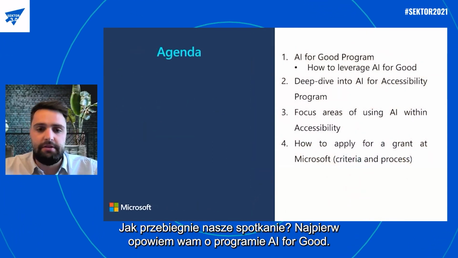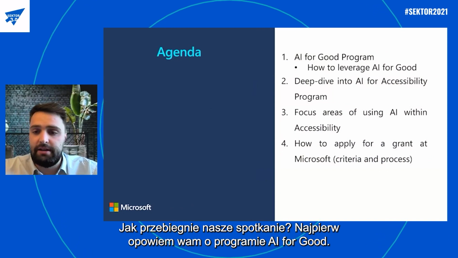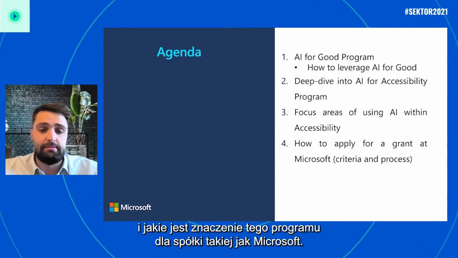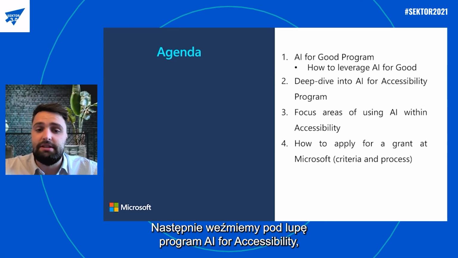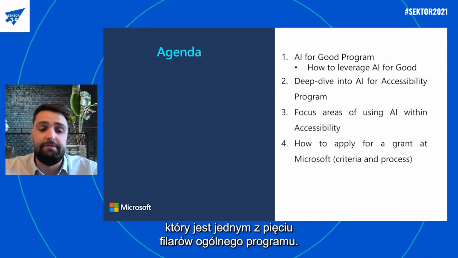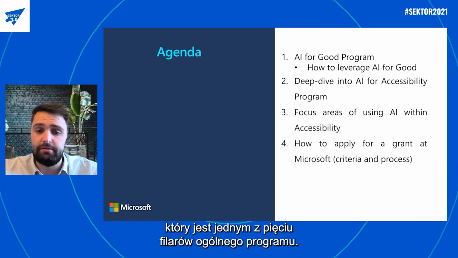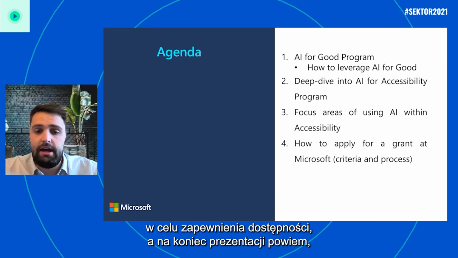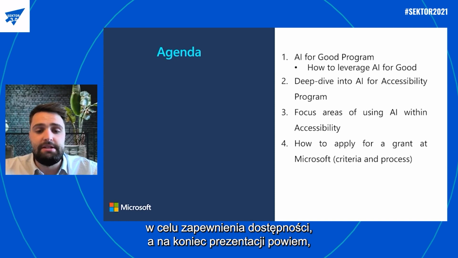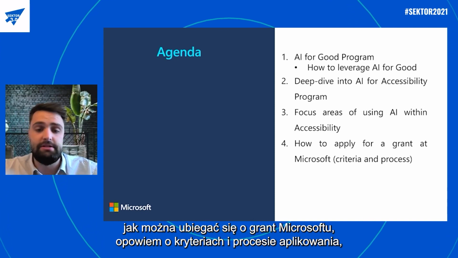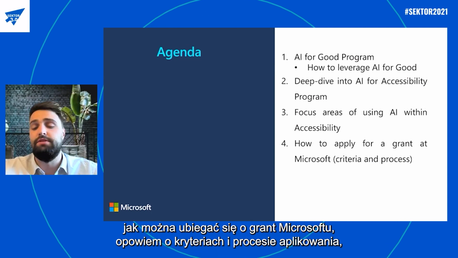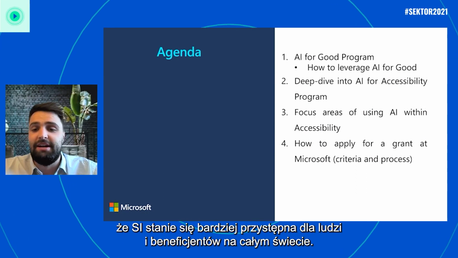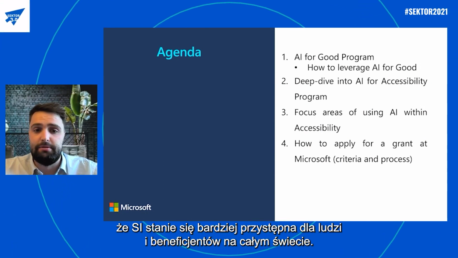So a quick agenda for you is that we'll go with the AI for Good program. I will tell you how it's structured, why it's structured, what it does for a company like Microsoft. And we'll also take the deep dive into AI for accessibility, which is one of 5 pillars within the AI for Good overall program. Then we have the focus areas of using AI within accessibility. And then I'll end off the presentation with how to apply for a grant at Microsoft. So we'll have the criteria and the process of how you can actually do this if you have the right idea to make, for example, AI more accessible to people and beneficiaries around the world.